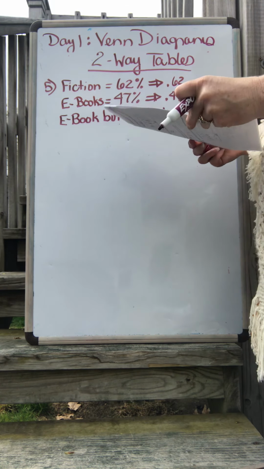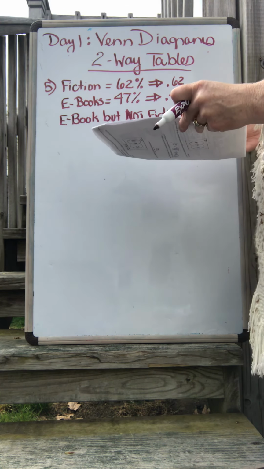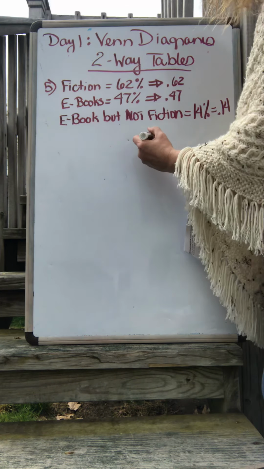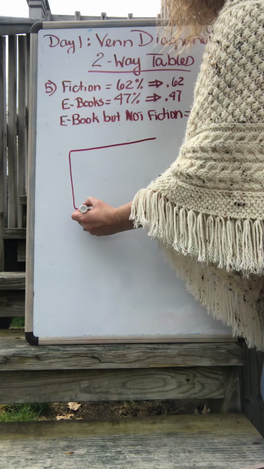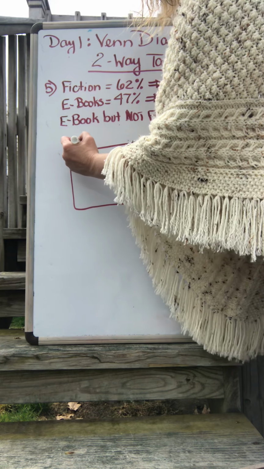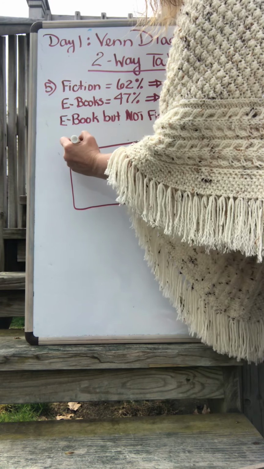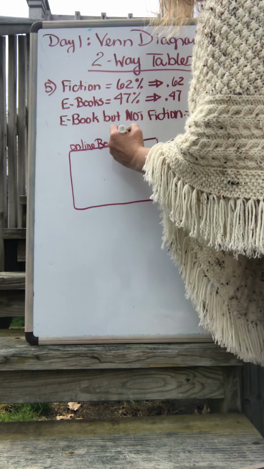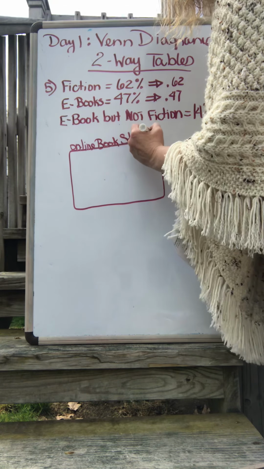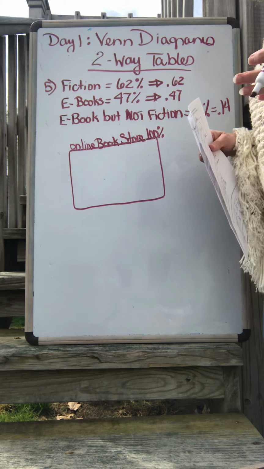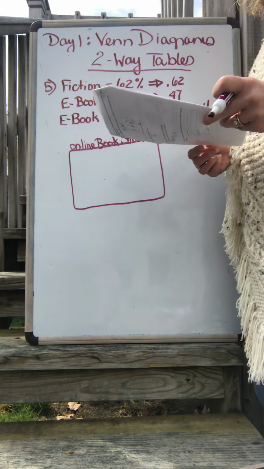So that, at first, might seem a little hard to follow. So let's first think about the universal set. The universal set is this online bookstore. And this online bookstore, 100% of what they sell is either fiction or nonfiction. There's really no other way to look at it.